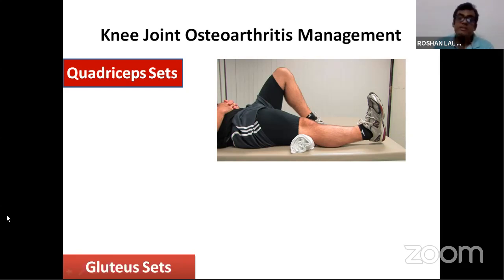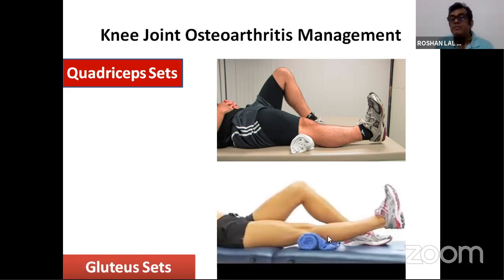We place the towel under the knee and then ask the patient to contract the quadriceps while keeping the knee joint on the towel. The patient extends the knee joint by elevating or raising the ankle. So this ankle will slightly raise over this plane. This is the quadriceps set isometric exercise.